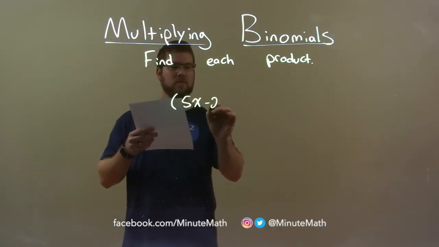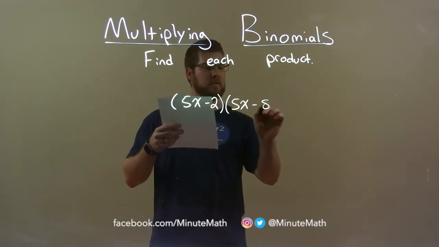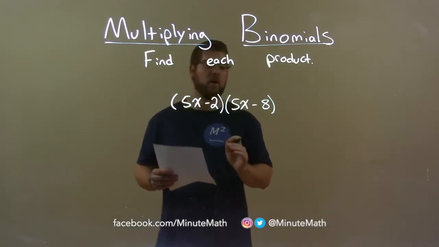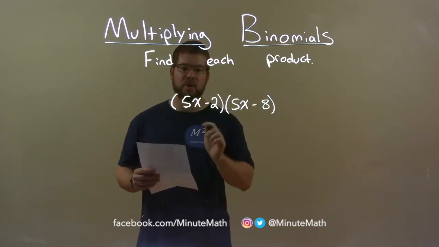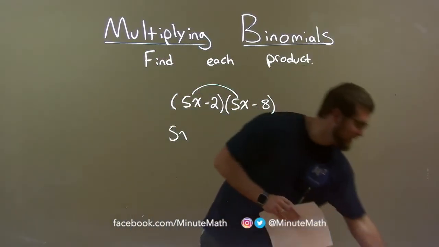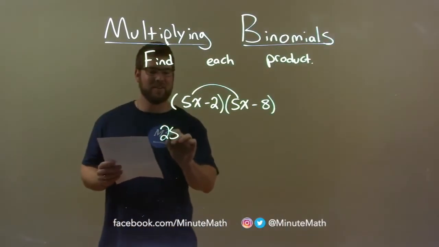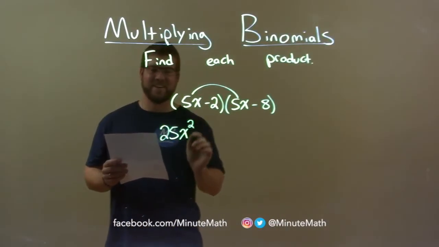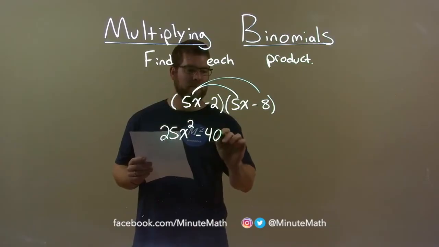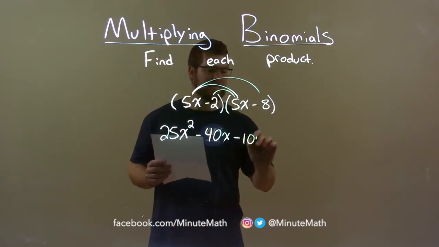5x minus 2 times a 5x minus 8. We want to take all parts of our first parenthesis and multiply by all parts of our second parenthesis. So 5x times 5x is a 25. Excuse me, getting ahead of myself there. 5 times 5 is 25, and x times x is an x squared. 5x times a minus 8, though, is a minus 40x. A minus 2 times a 5x is a minus 10x.